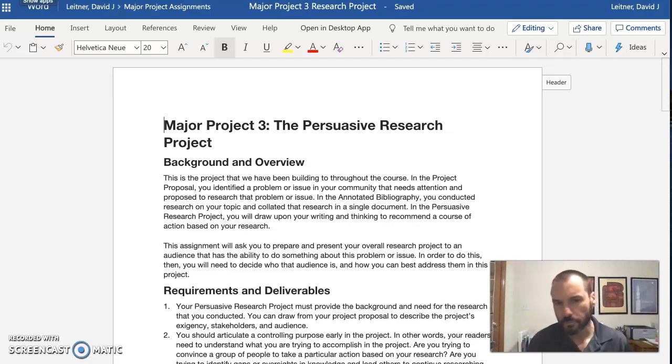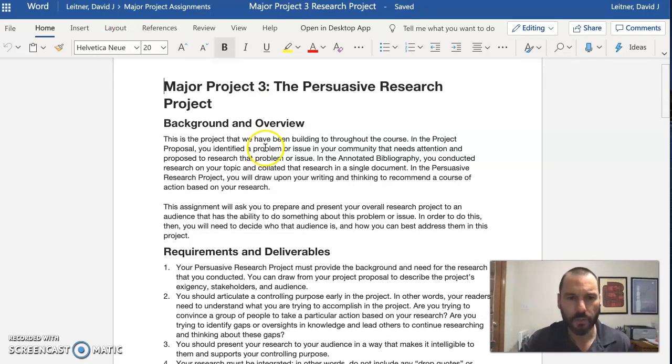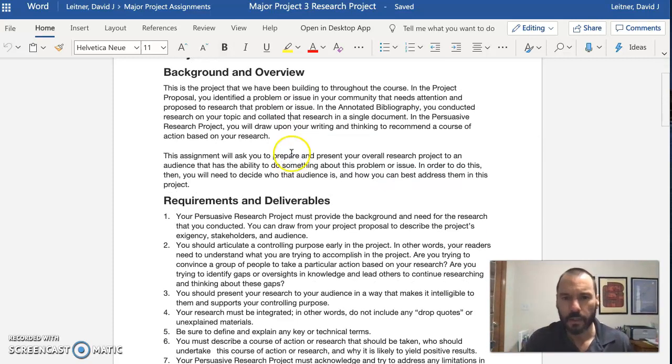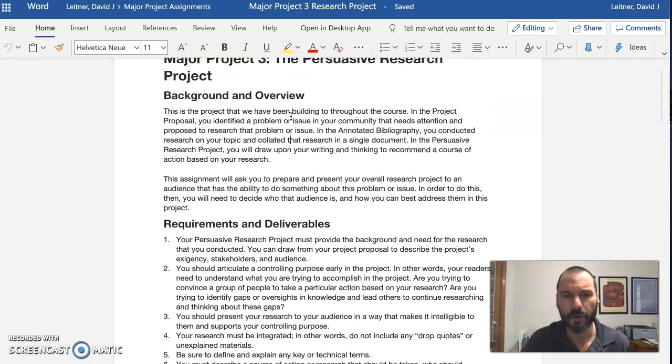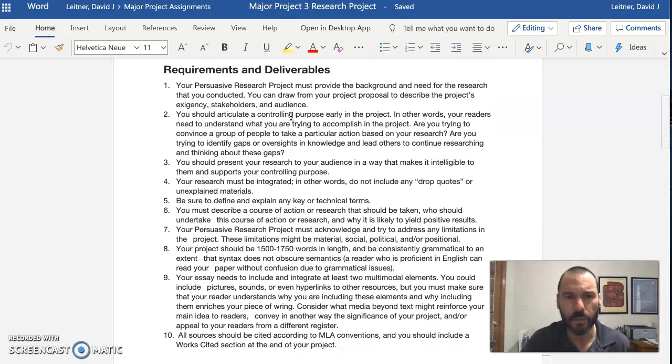Okay, so let's review the background here to go over the paper. This is the project you've been building up to. The next project, by the way, is just an e-portfolio where you're presenting your project. Okay, I kind of already went over the background and overview. Let's go over the requirements.